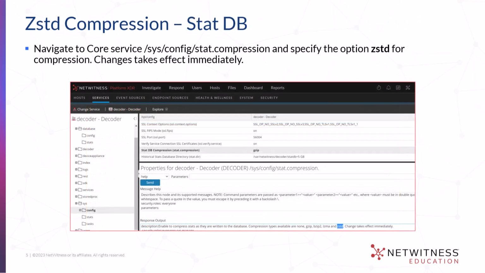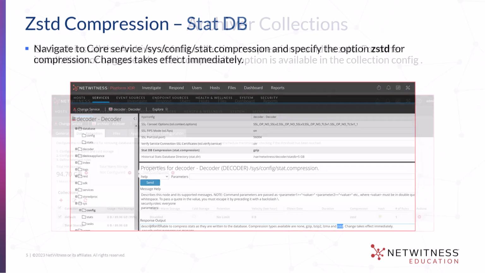StatDB also supports compression. You can navigate to core service, sysconfig stat, compression node, and specify the option Zstandard for compression. The changes will take effect immediately. The default StatDB compression is gzip. You can switch to Zstandard.